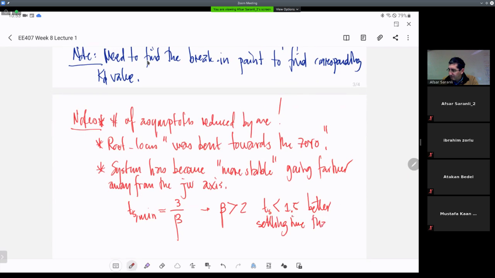than P controller. Remember, we were stuck at TS equals to 2 seconds for the P controller. So smaller settling time means it takes less time to settle at the desired value. So in a sense, it's a faster controller as well.